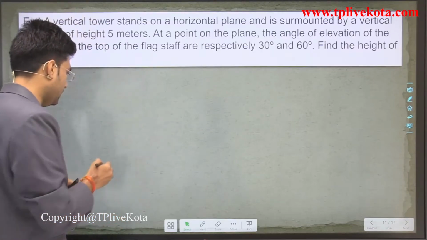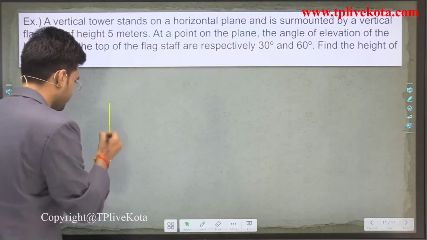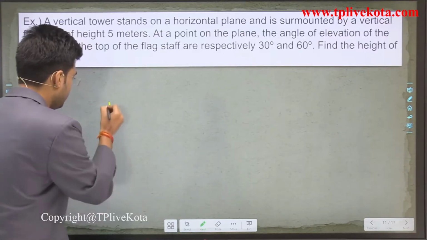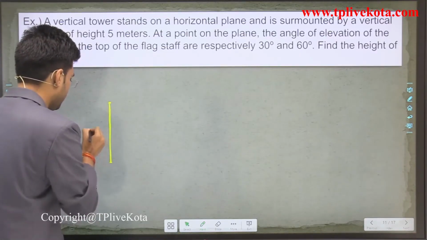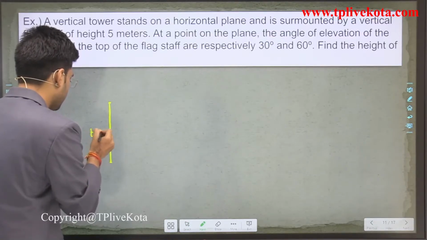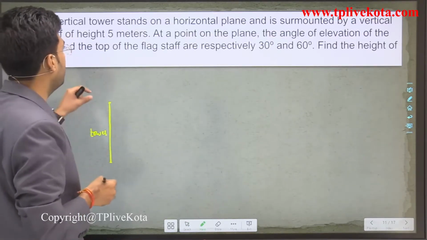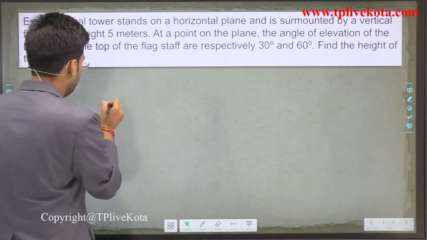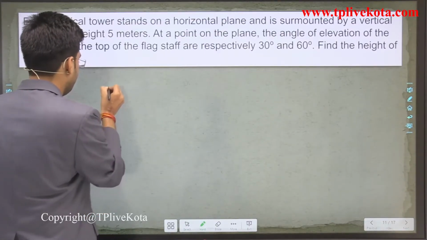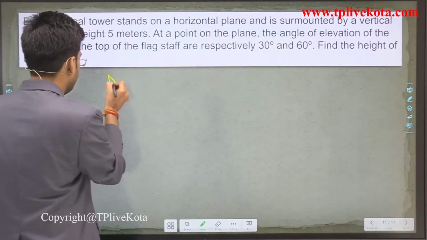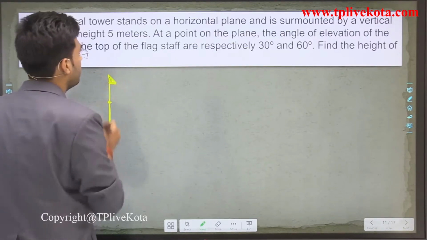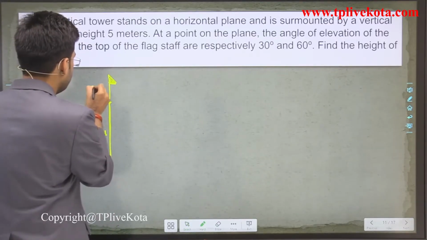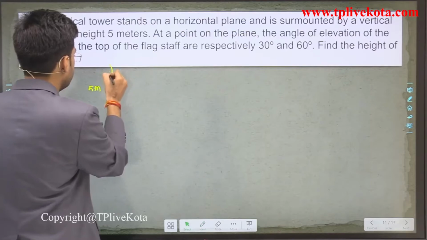So first of all, let's draw the diagram of this tower. Let this be the tower. This is the tower. And above this tower we have a flag staff, like this. This is the flag staff, and the height of this flag staff is 5 meter. This is the flag.